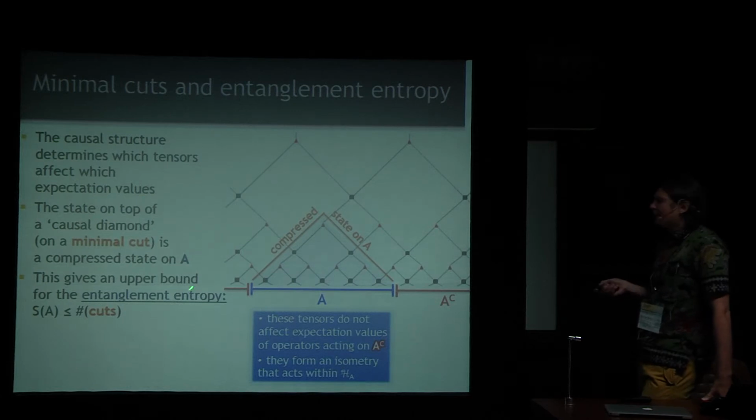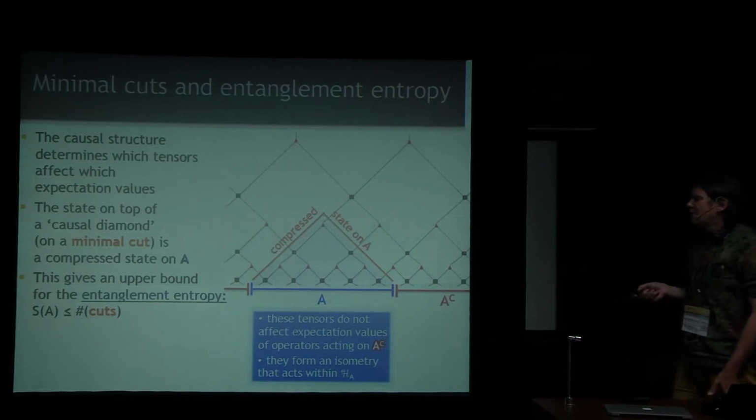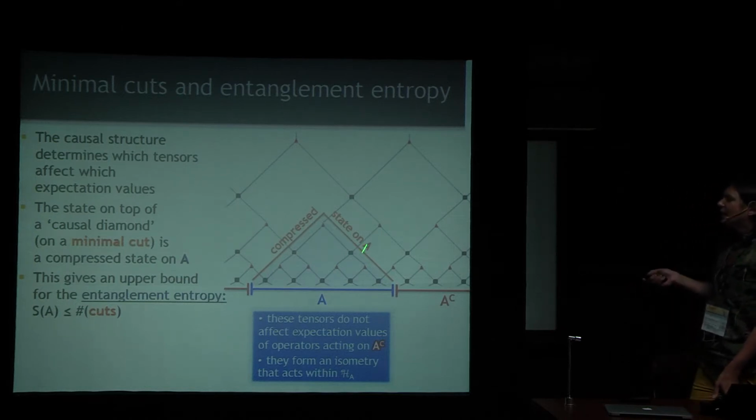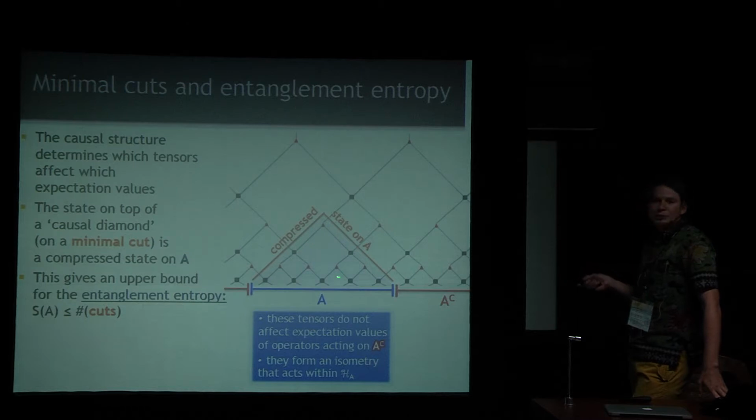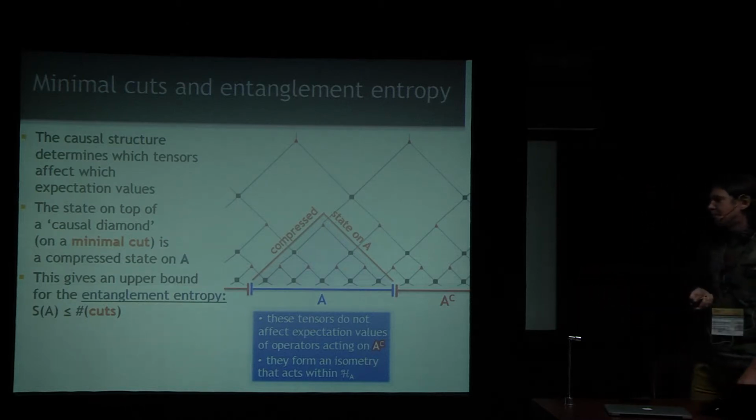If I want to compute the entanglement entropy, I can just look at this cut, and the most that it can be is just the number of lines that are bisected by this cut. Because if I wanted to maximize entanglement entropy, I would arrange for the state to be in product form, and every line would contribute additively to the entanglement entropy.